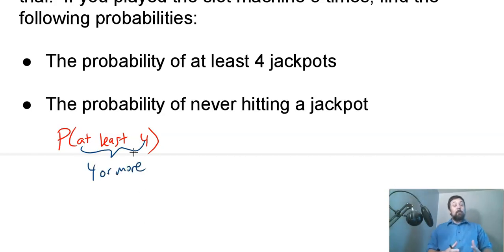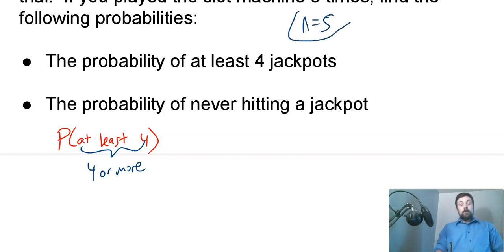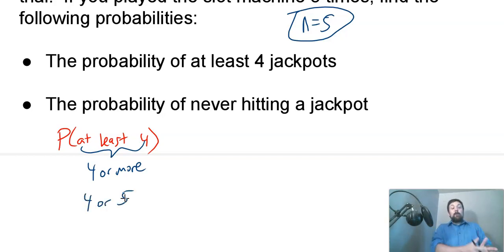Now, because we're only playing the slot machine 5 times, n is equal to 5, there's not much more than 4 that you can go. So 4 or more just means either winning the jackpot 4 times or 5 times, because if you're only playing the slot machine 5 times, you can only win the jackpot 5 times. You can't win it more than that. Whenever you do the at least, you start with that number and you go up to whatever n is equal to, because that's the most you could possibly have. So in this case, it's just going to be 4 or 5.